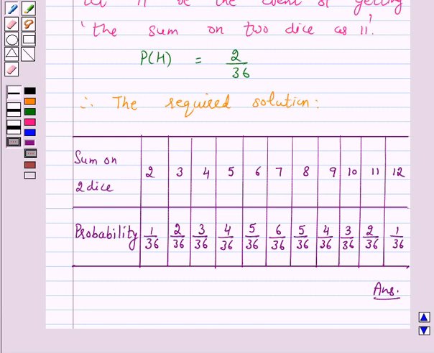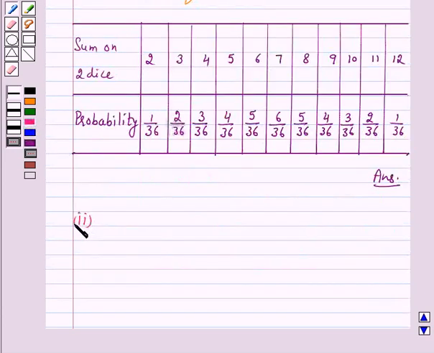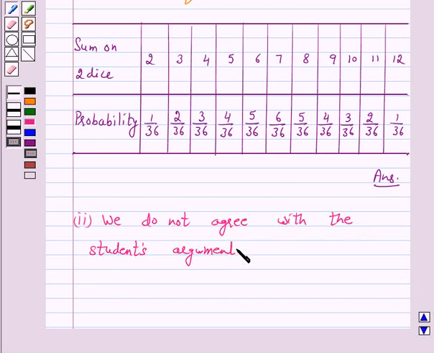Let's move to part 2. Now, in part 2, a student argues that there are 11 possible outcomes, 2, 3, 4, 5, 6, 7, 8, 9, 10, 11 and 12. Therefore, each of them has a probability 1/11. Now, after observing this table, we do not agree with the student's argument because the 11 sums are not equally likely.